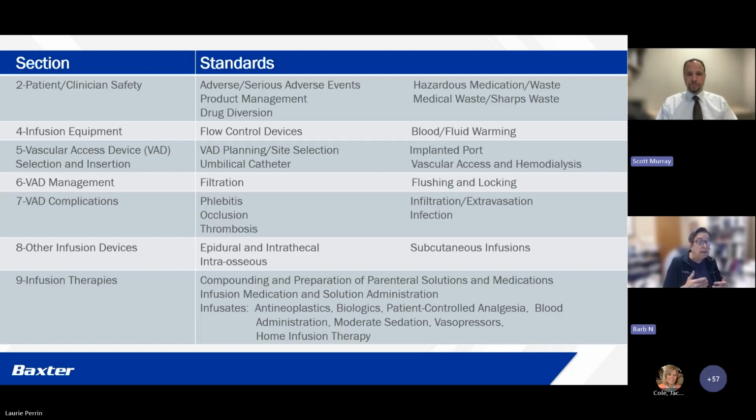And then specific infusion therapies: compounding, preparation, medication administration, how to do that safely, and then really get into very specifics: antineoplastics, biologics, vasopressors, etc. So again, there is so much depth in what we cover, and that applies to both nursing and pharmacy, and building this kind of collaboration and using this document as a shared body of knowledge is very, very helpful.